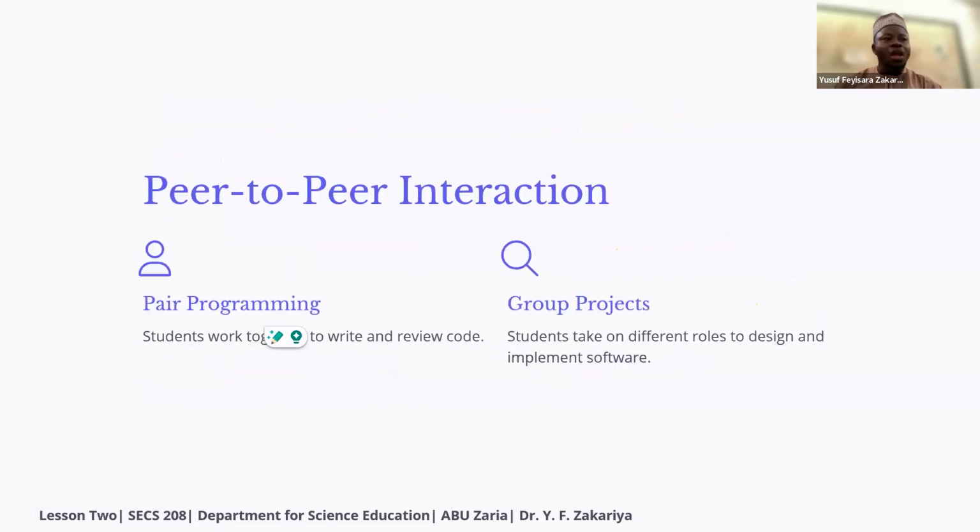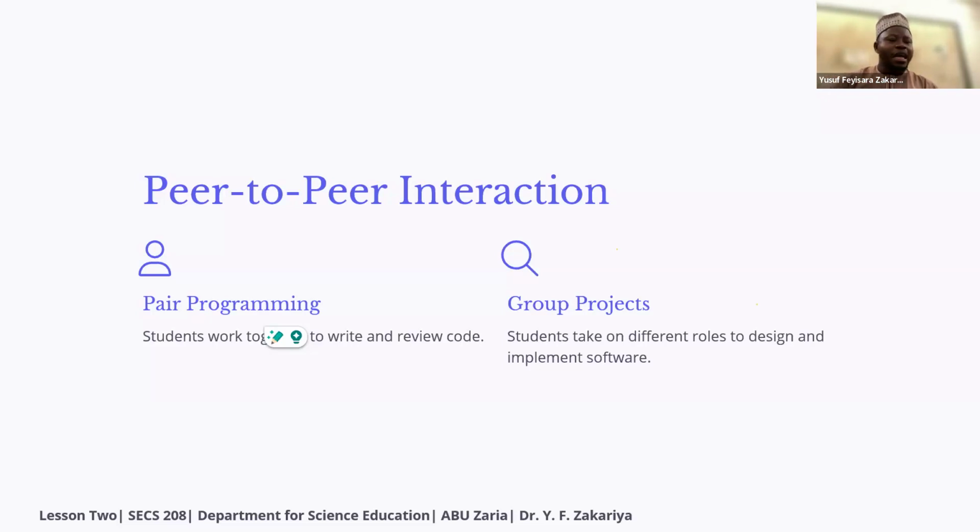Having said that, let us now explore some examples in which you can foster peer-to-peer interaction. You can have the kind of peer programming where students will work together to write and review code in a given course. This is a way through which you can encourage peer-to-peer interaction, or you give them group projects where they can come together and work on a project. As I told you, in this particular course, you are going to come together and work on a project, in which we are going to foster this peer-to-peer interaction.